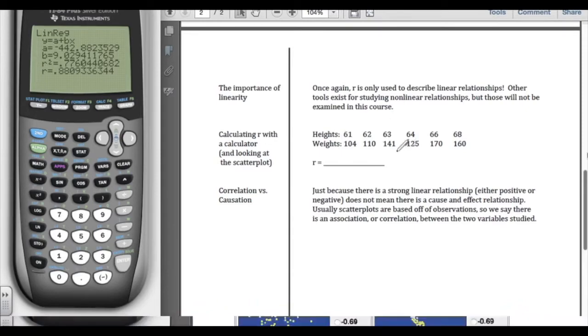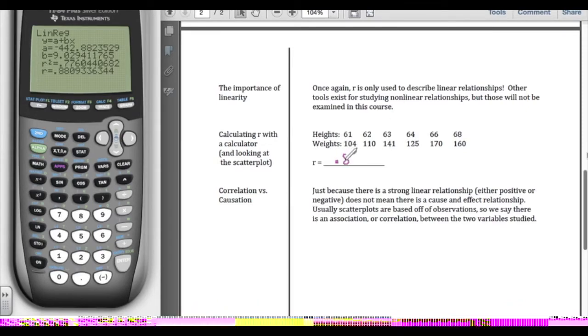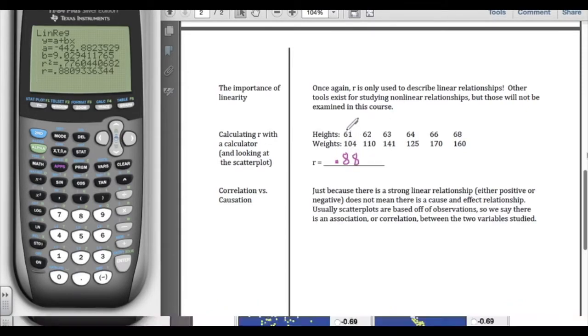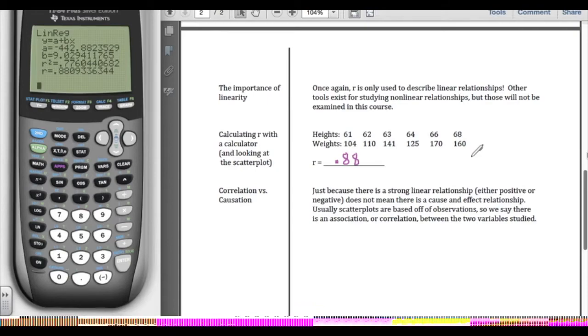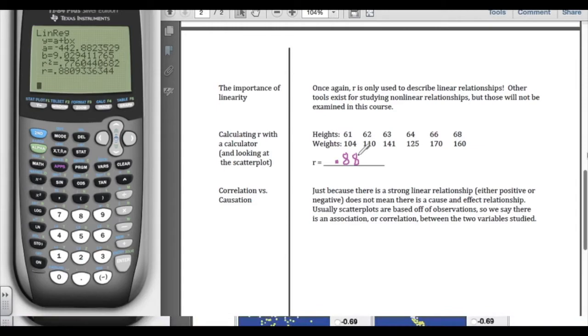And I can see that my R value is 0.88. There's a strong relationship between the heights and weights of these 6 people. It's strong because the R is over that mark of 0.75.